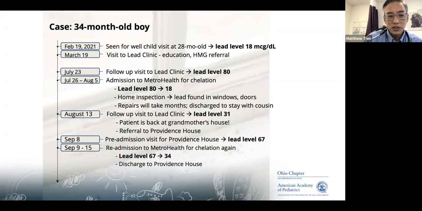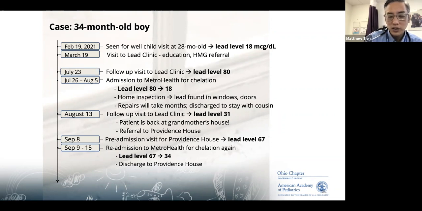When we saw the patient back a few weeks later in lead clinic, the lead level was back up to 31, and he was back in his grandmother's house. It was too rambunctious for the cousin to put up with. And so we said, oh, we've got to find something better. This is the sort of tough lack of resources that we sometimes are dealt with. There was no other family member to send him with. We decided to try to put him into a temporary shelter that we had called Providence House, so that he could be in a lead safe place.